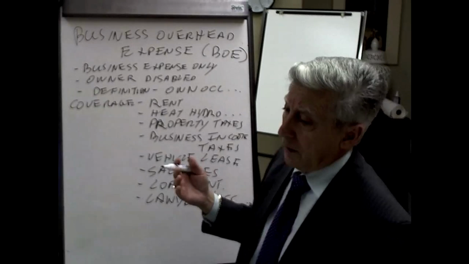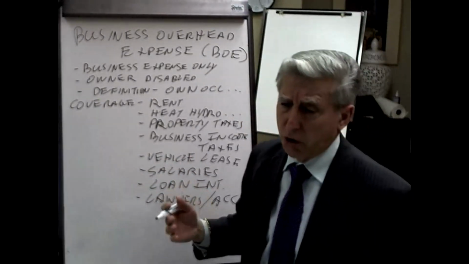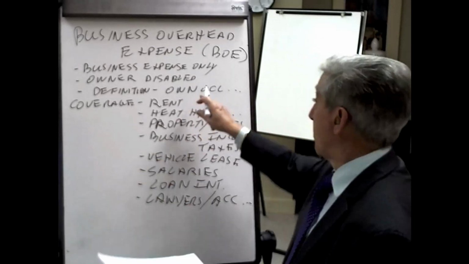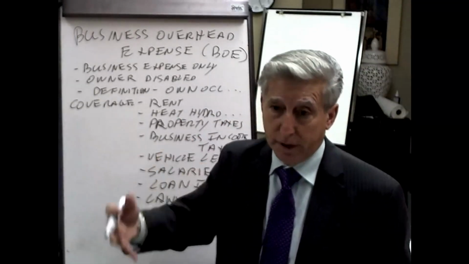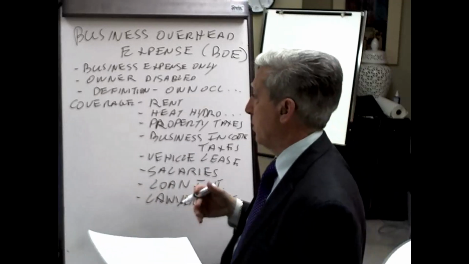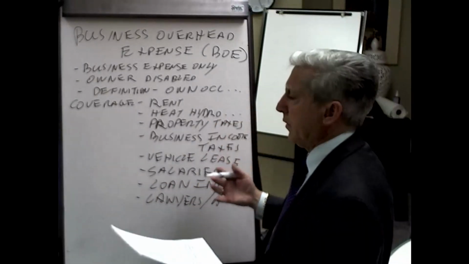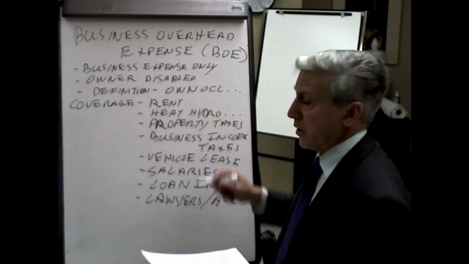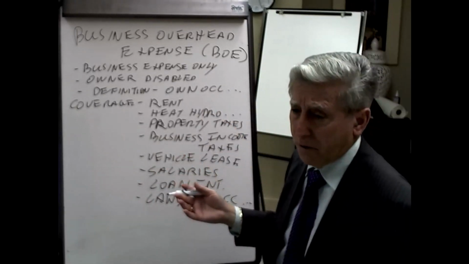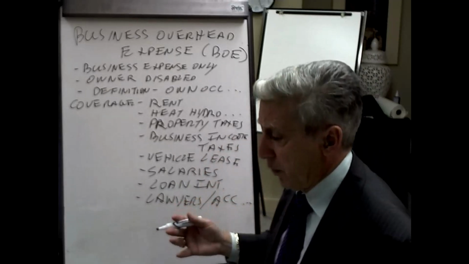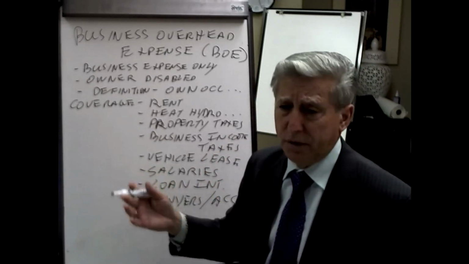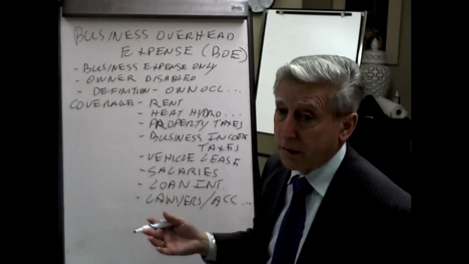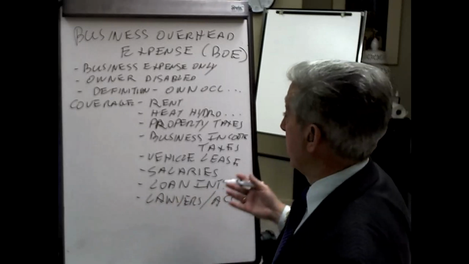I should mention that whenever we're talking about disability insurance in a business situation, be it a partner, be it a key person, whatever, it's always own occupation. It's not regular occupation or any occupation. So let's take a look at a fairly extensive list of the things that we will cover. Obviously, we're going to cover your rent. Remember that many times you have a long-term lease, 10 years, 15 years, whatever, so you could be stuck paying a lease for many years. Therefore, you want to protect that situation.